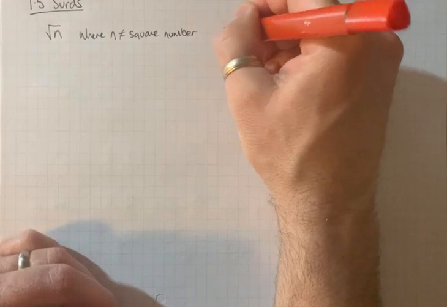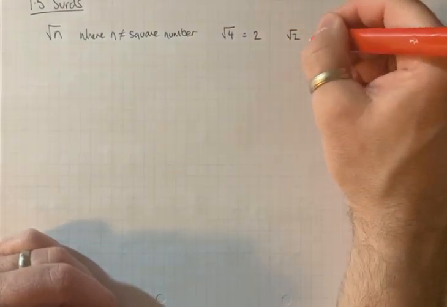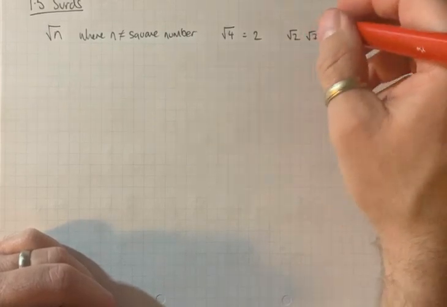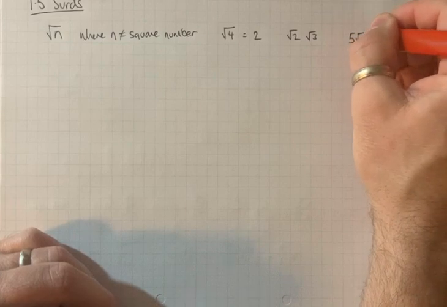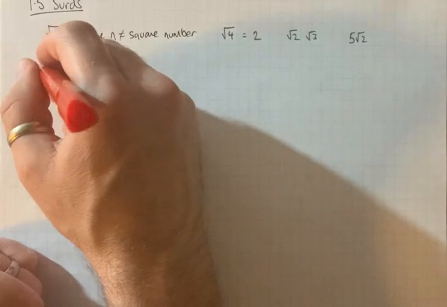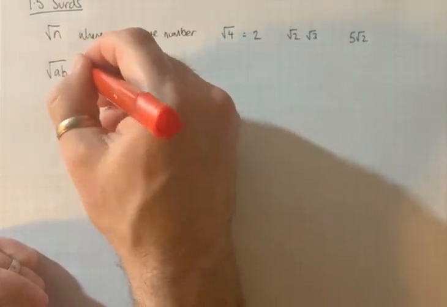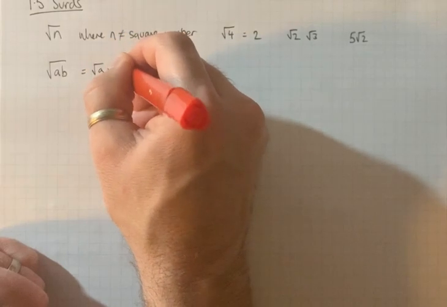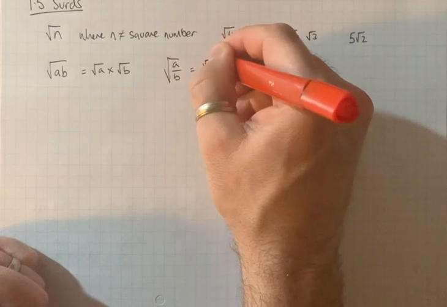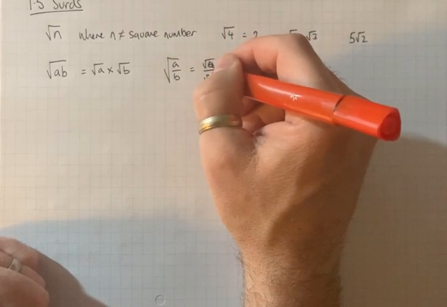So square root of 4, for example, we know is 2, so that's not a surd. Square root of 2, square root of 3, those are all examples of surds. And we can multiply them as well, so 5 root 2 is another example of a surd. There are some rules. Multiplication rule: square root of AB can split up as square root of A times square root of B. And division: square root of A over B can separate up as square root of A divided by square root of B.